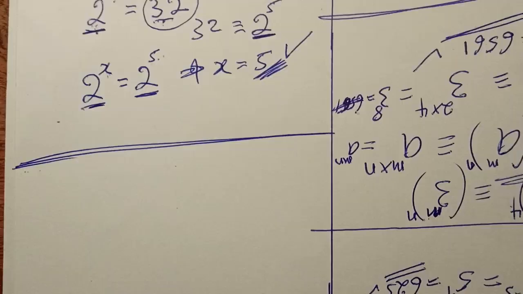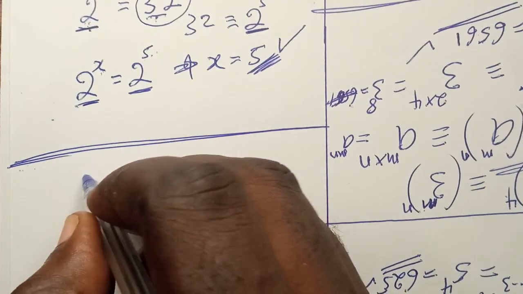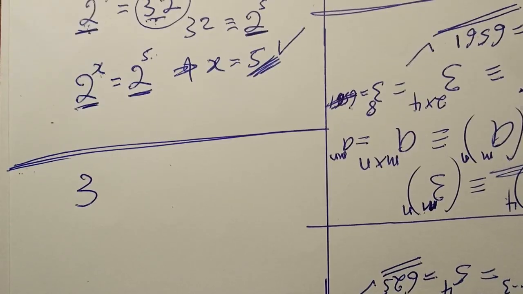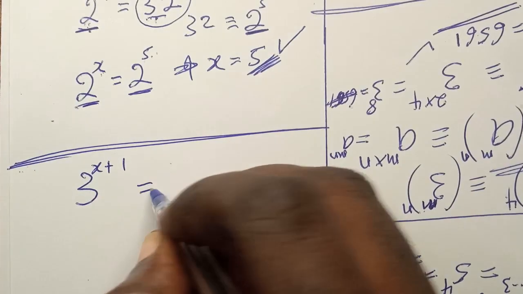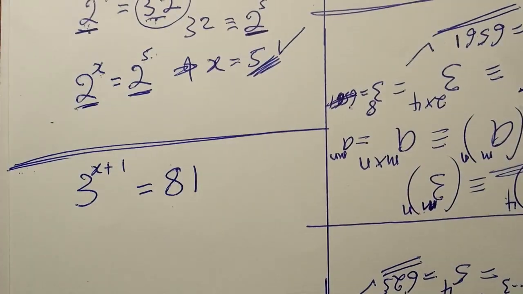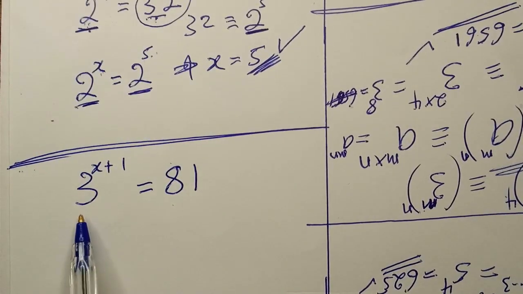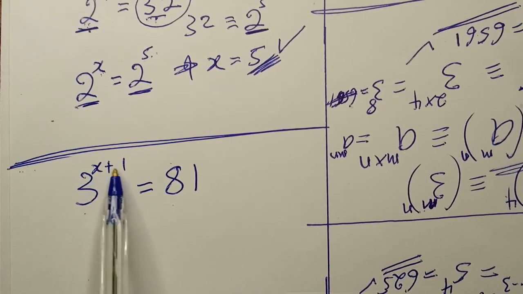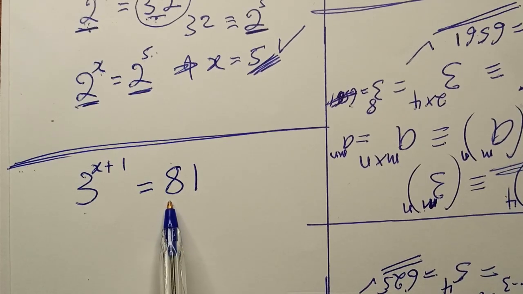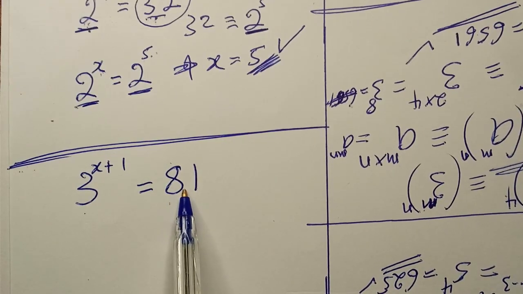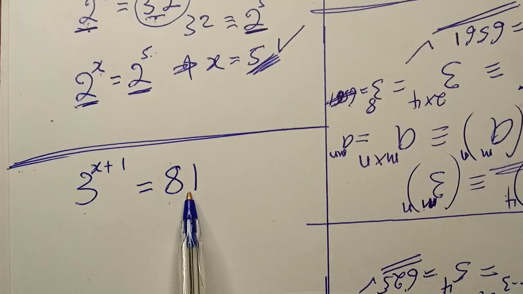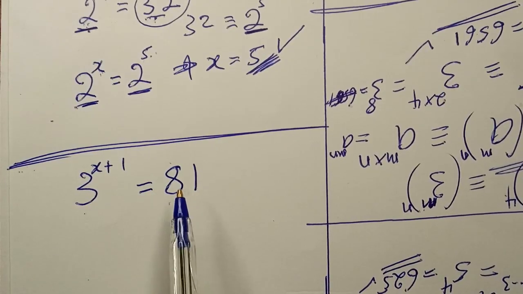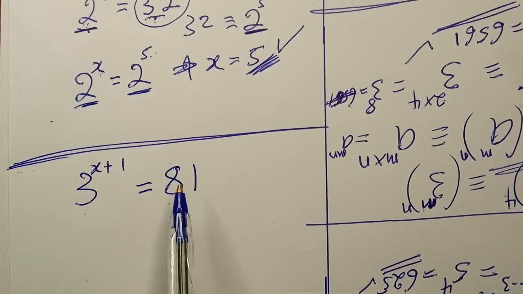Let's look at the next expression. This one states that 3 raised to the power x plus 1 is equal to 81. It is similar to what we have just done. Since the base has the power x plus 1, we must express this in the base of 3. So the next question is: 3 times what is going to give us 81? In this case, we have 3 to the power 4. So 3 to the power 4 is going to give us 81.